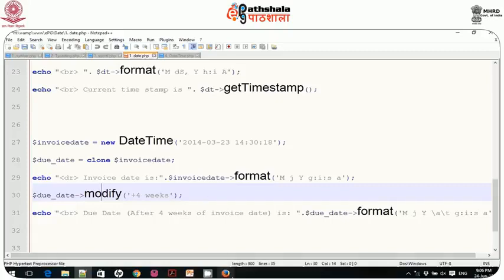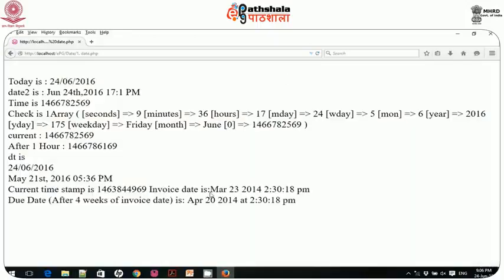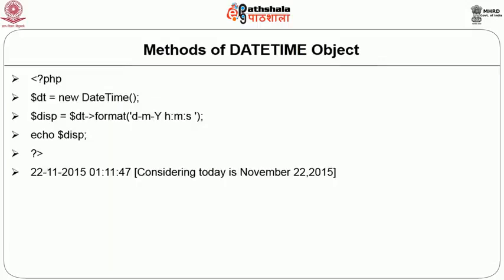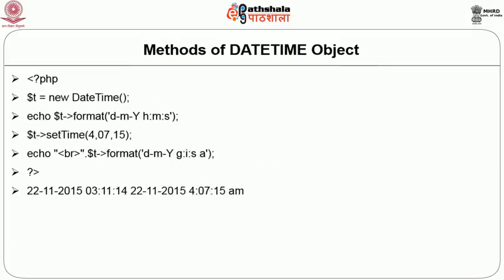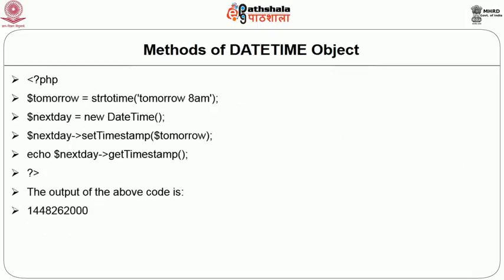Let me save this file and execute this one. So the invoice date is March 23 and after 4 weeks it is April 20. So this is a useful function that you can use, and this will be very helpful to you. In the same way you can check for tomorrow and all these values.